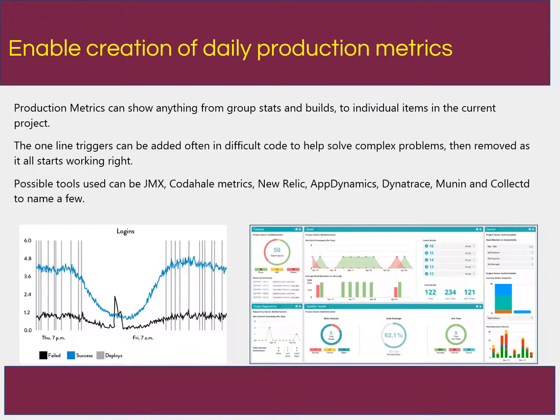Now we enable the creation of our daily production metrics. Production metrics can show anything from group stats and builds to individual items in the current project. The one-line triggers can be added often in difficult code to help solve complex problems, then removed as it starts working correctly. Possible tools used can be JMX, Codahale Metrics, New Relic, AppDynamics, Dynatrace, Munin, and collectd, to name a few.